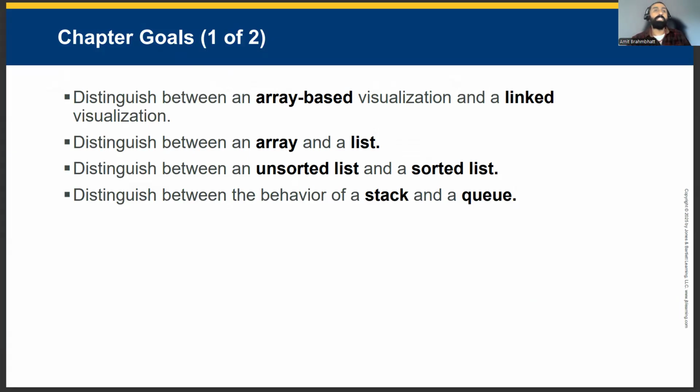In this chapter, we'll start by distinguishing between two major ways to visualize container structures: array-based visualization and linked visualizations. Then we clarify differences between array lists and lists, which are often confused but serve different purposes. We'll also compare unsorted lists with sorted lists and see how this affects operations like searching or inserting. Finally, we examine stacks and queues, two fundamental abstract data types, and learn how their behavior differs, even though both store collections of items.